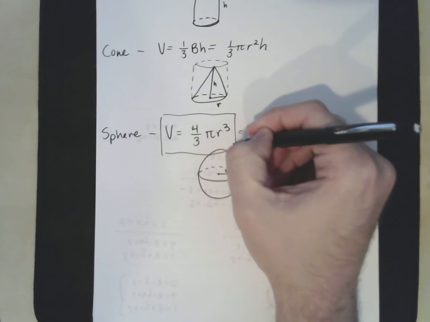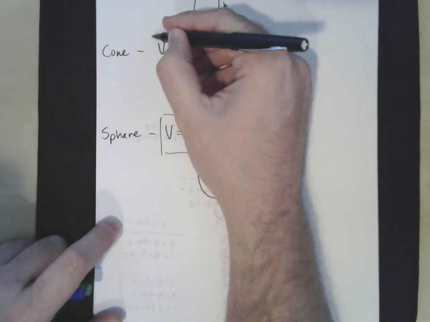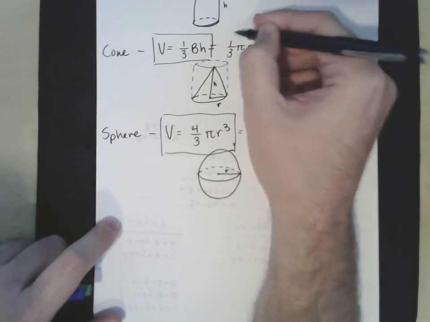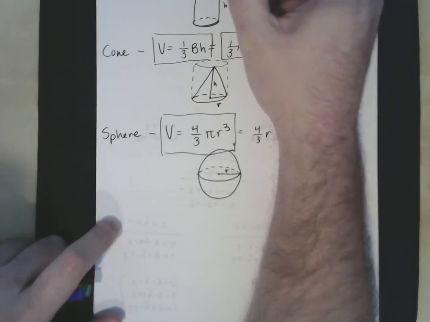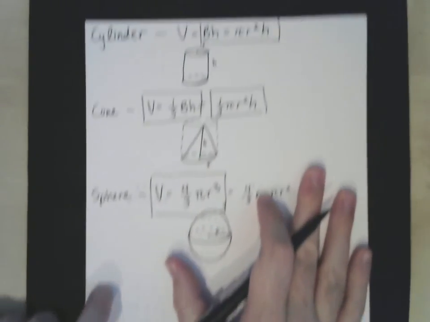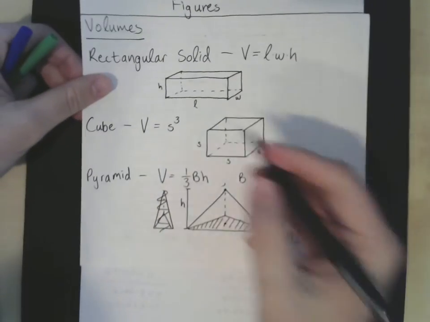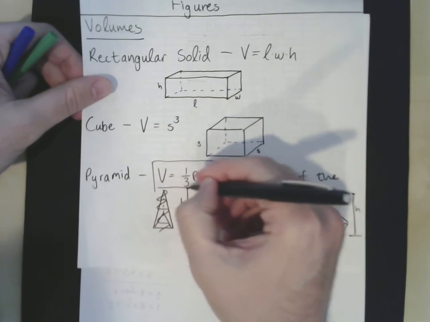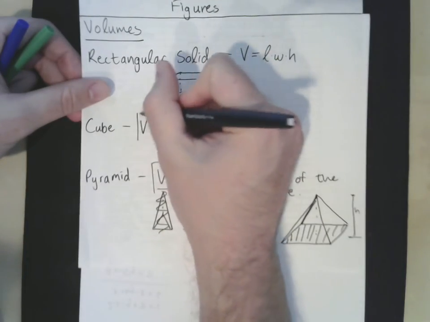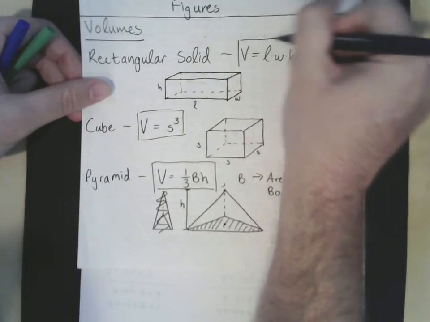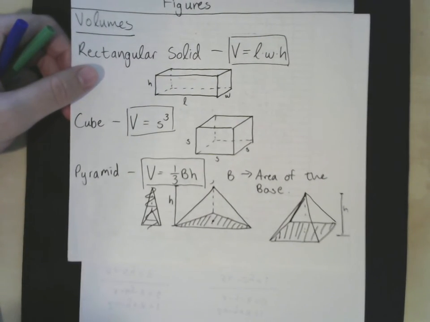So we have 6 volume formulas. I just drew over my sphere. The sphere is 4/3 pi r cubed. The cone is 1/3 base times height, or 1/3 pi r squared h. The cylinder is base times height, or pi r squared h. Can't see that I just boxed that in. Our pyramid is 1/3 base times height, with base being the area of the base, not the length of the base. And then the cube and this rectangular solid are length times width times height, which reduces to s cubed for cubes.